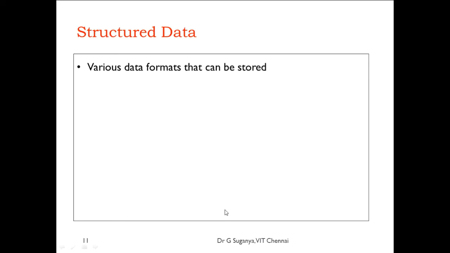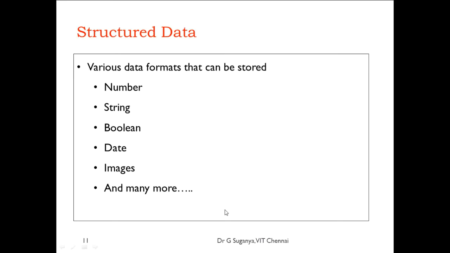Coming to structured data, what are the different kinds of data types that are supported? All those things whichever you want: number, both integer as well as float, string, character, boolean, date, images and many more. Based on what kind of data type a particular data set has, algorithms are evolving.